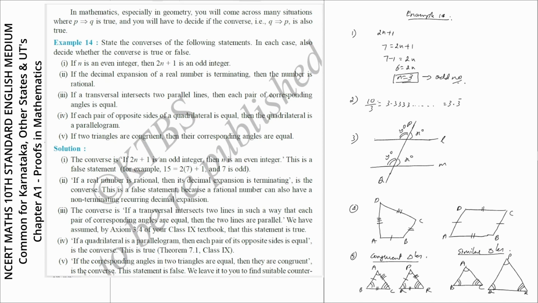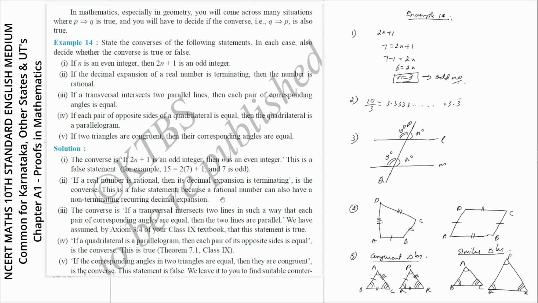Now, what is the converse of this statement? The converse is, if a transversal intersects two lines in such a way that a pair of corresponding angles are equal, then the two lines are parallel. The converse also is true. So whenever a transversal, or simply we can say a line, intersects two lines such that corresponding angles are formed, then that means these two lines are parallel to one another.